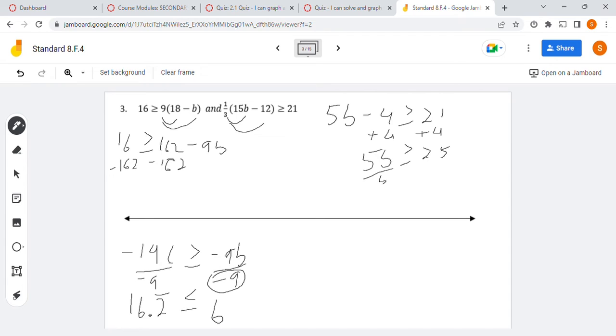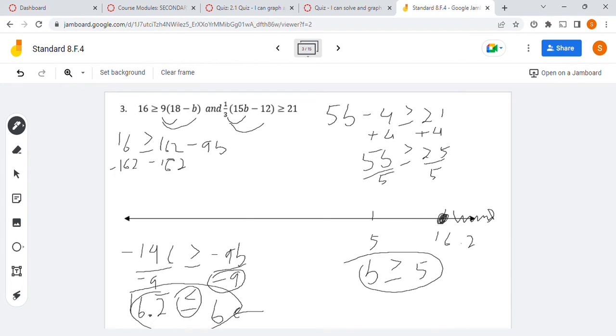Finish this out by dividing by 5 on both sides, and we have b is greater than or equal to 5. So here we go. We get 5 on that side, and over here, from this one, we get 16.2. All right, this one we say our solutions are supposed to be bigger than the 16.2. They are also allowed to be equal, so closed circle there. We're going to shade off to the right to find our bigger ones. And right here we have b is greater than or equal to 5, so again a closed circle, and we're going to shade off to the right.